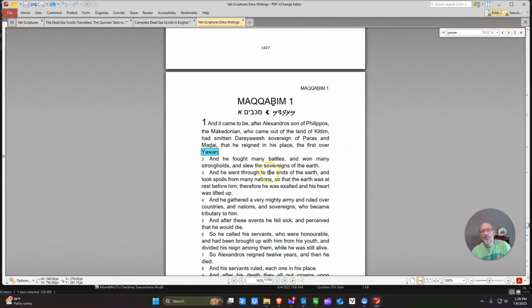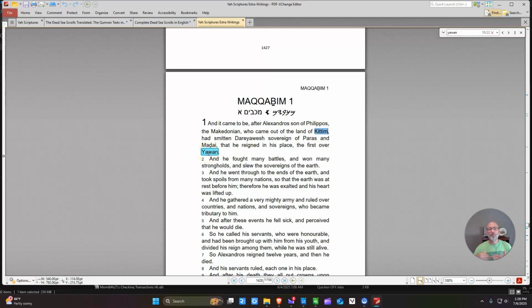Okay, here we are in the first book of the Maccabees. Let me just read this for you. And it came to be after Alexandros, son of Philippos, the Macedonian, who came out of the land of Kittim. So Alexander, who conquered Greece, of Macedonia, came out of the land of the Kittim and had smitten Darius, sovereign of Paras, which is Persia, and Madai, that he reigned in his place, the first over Yahuan. So here's where we're getting Greece identified as Yahuan, coming out of the land of Kittim and within the land of Yahuan.